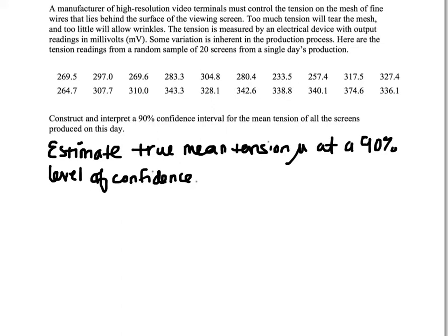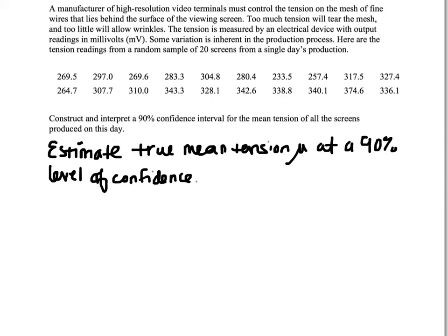Okay. So looking at this, the main question we're going to ask ourselves is, do we know the population standard deviation or not? We obviously don't know the population mean because we're trying to estimate it. And in this case, we do not know the population standard deviation. So when we do this confidence interval, we're going to use the t-distribution.